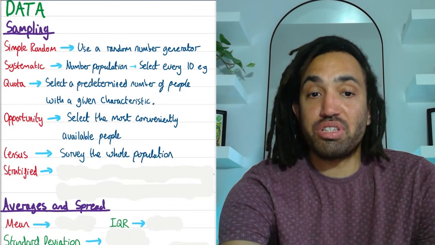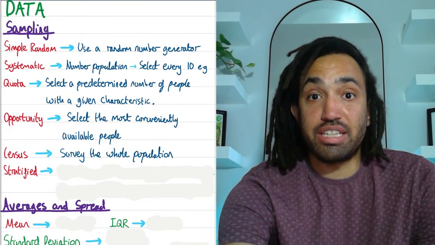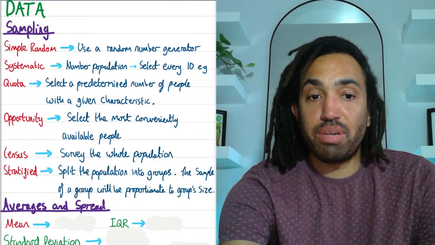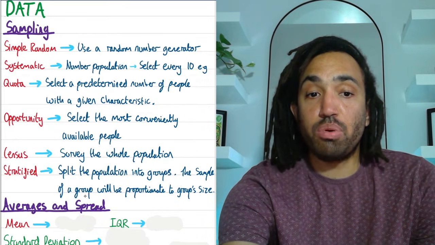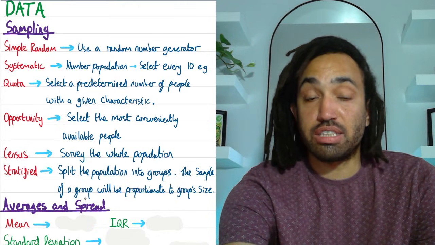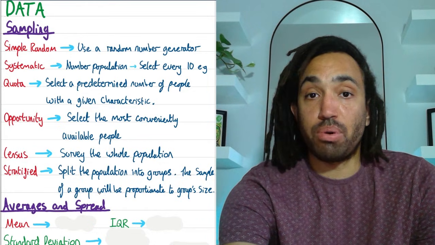Census, this is where we survey the whole population, and the downsides of this is that it is time consuming and it's also expensive. Stratified sampling, this is where we split the population into groups, and the sample size of a given group will be proportionate to that group's size. So the more people in that group, the more people that will be in the sample.